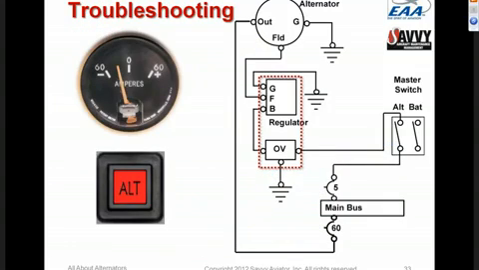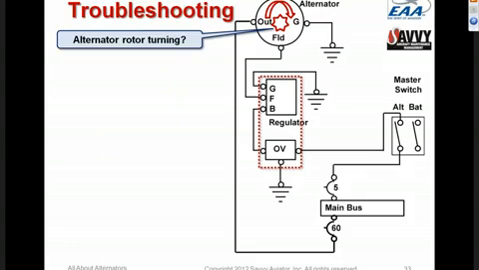So how do we troubleshoot a system like this if it stops charging? There's a pretty logical procedure that you go through, and I'll just quickly outline it to you. First thing we want to do is make sure that the alternator rotor is actually turning. It takes two things to make an alternator work. We have to turn the rotor, and we have to provide field current to energize the rotor and create a magnetic field. So the first thing we want to do is make sure the rotor is actually turning.